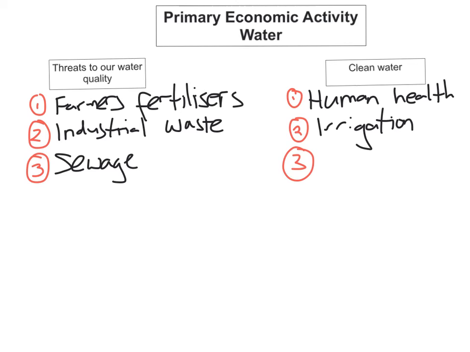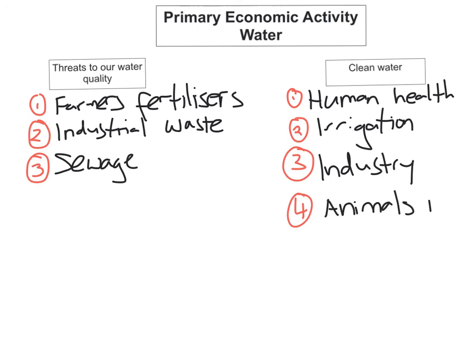And the third reason is because industry requires water, and an example of that in Ireland would be Intel. Intel requires 9 million litres of water every day, which they get from the River Liffey. And industry usually requires water for cooling purposes. And the fourth and final reason is because animals and plants require water to survive. Plants require water to survive.